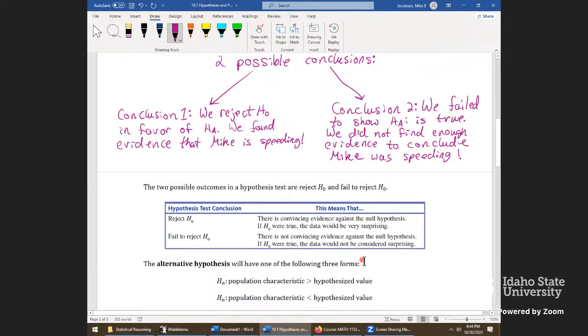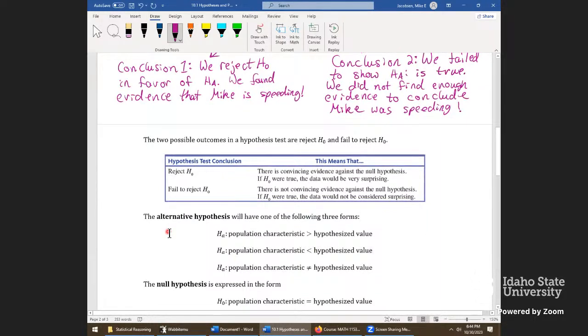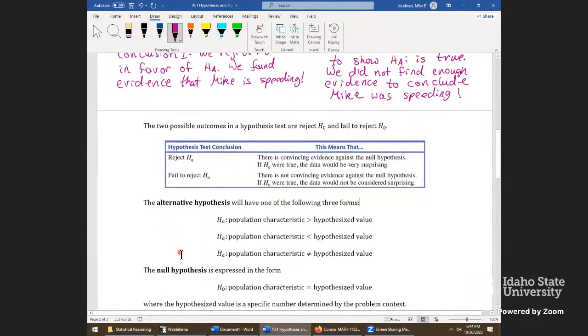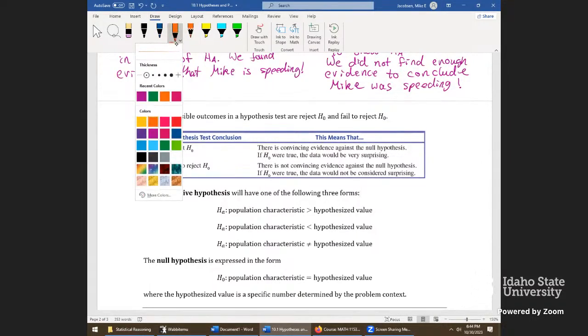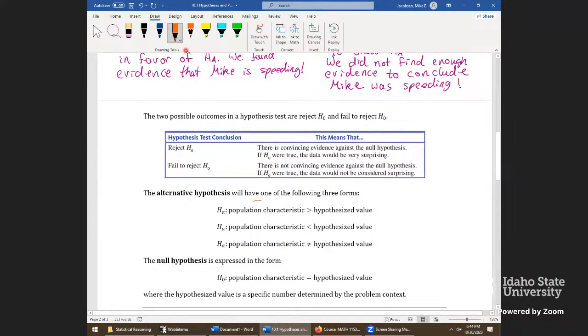But when we go to actually write our hypotheses, here's how it's going to look. The alternative has three different flavors, which is kind of disconcerting, but we'll always know which one it is based off the context. And the null hypothesis is always written in this specific way. When we say population characteristic, this would be P or mu, P being the population proportion, mu being the population mean, would go right here.